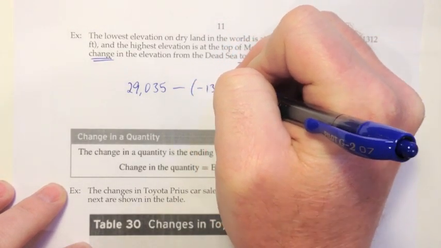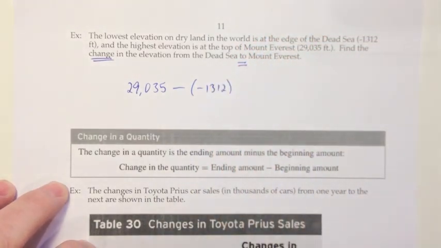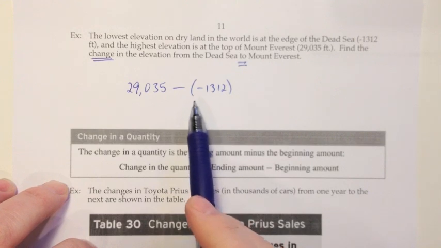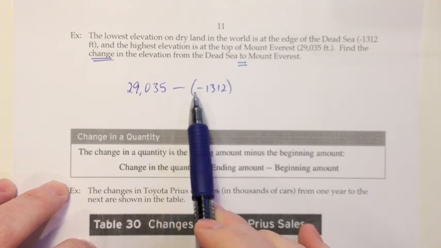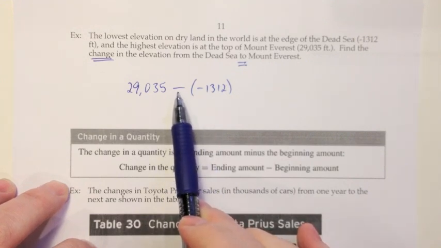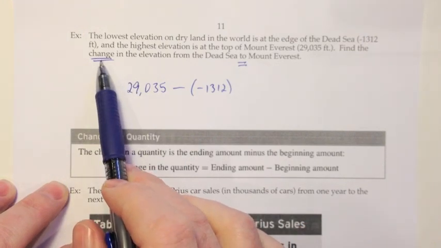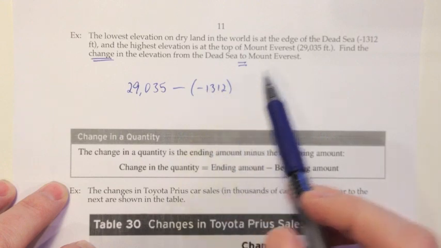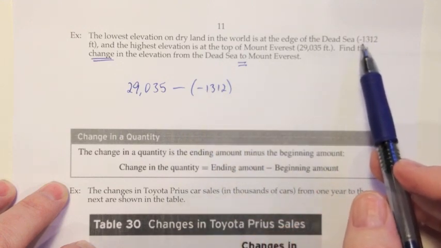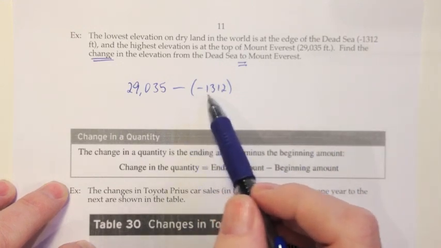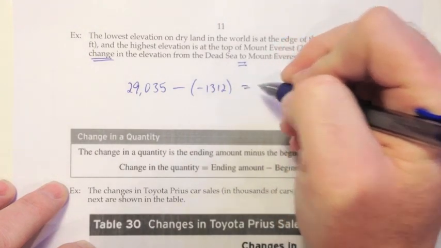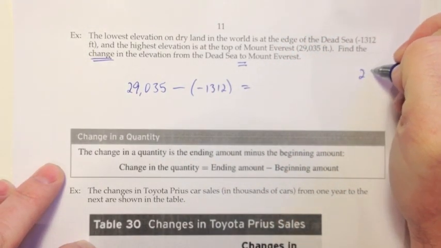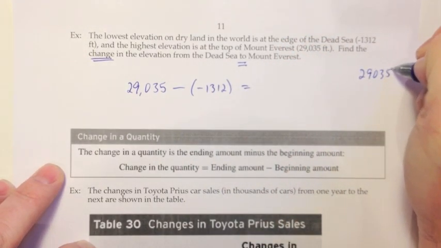So a lot of times people will do this as just 29,000 minus the 1,300 and not get the two negatives, but you have this negative and that negative for different reasons. This negative is because they want you to do change, so you have to subtract. And then this negative is because you're coming from an elevation that's below sea level. And if you have those two negatives, they're going to make a positive. So we do the addition over here on the side as scratch work.